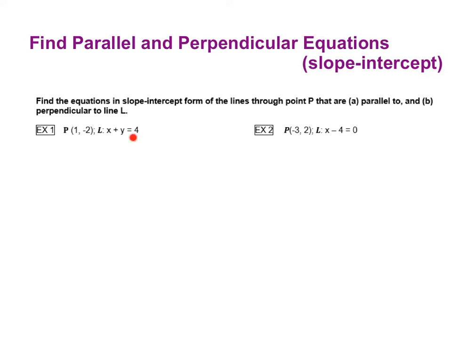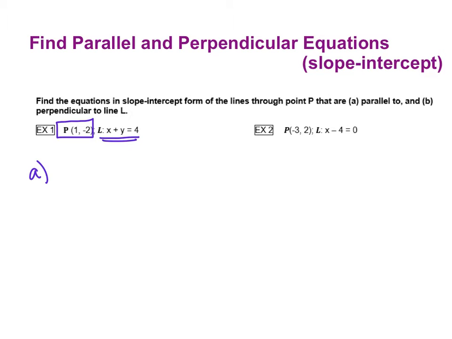line L. So for this first example, we're going to use this point when we write our equation because our new line is going to go through that point. And we want it to be first parallel and then perpendicular to this line that they gave us. So for the line that they gave us, x plus y equals 4, what we want to know is what the slope is of this line.